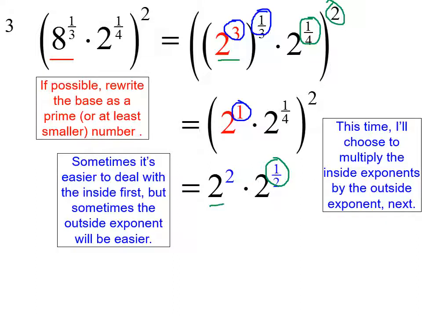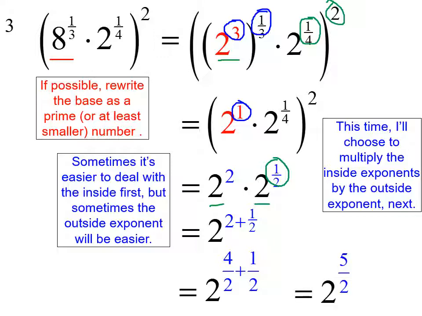So now we have like bases and no parentheses. So we have 2 raised to the 2 plus 1/2 power. So this becomes 2 to the 4 over 2 plus 1 over 2, which is 5 over 2.